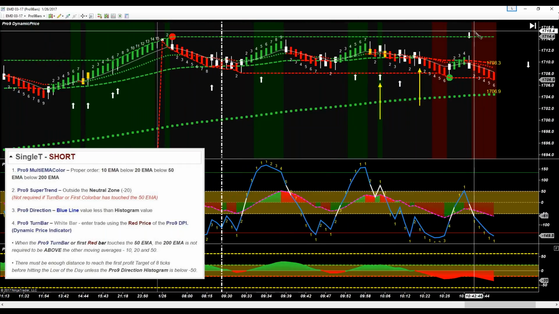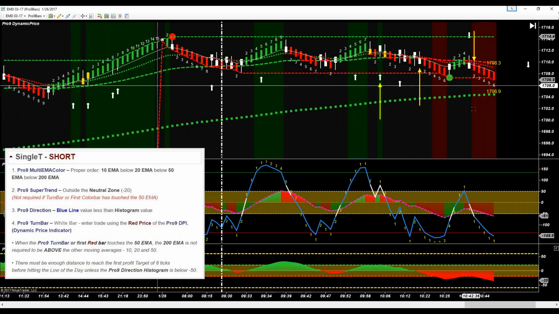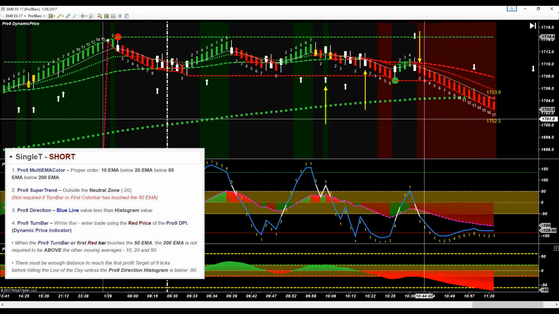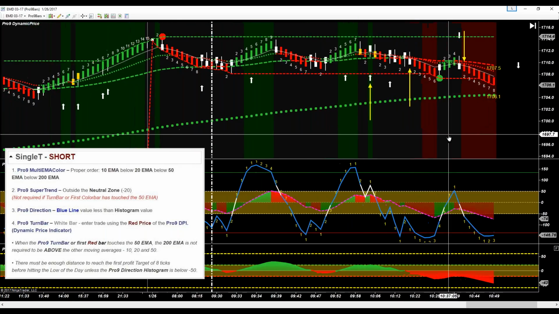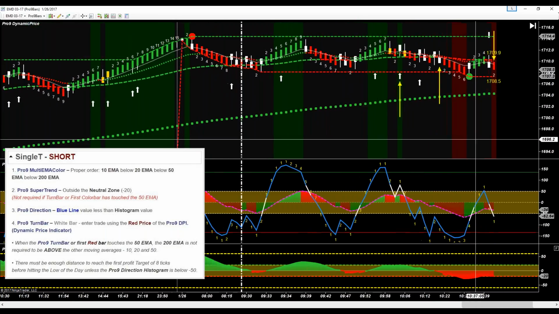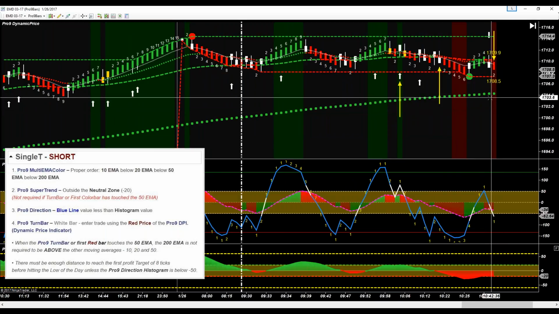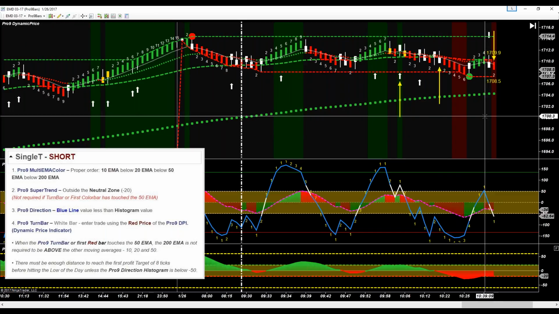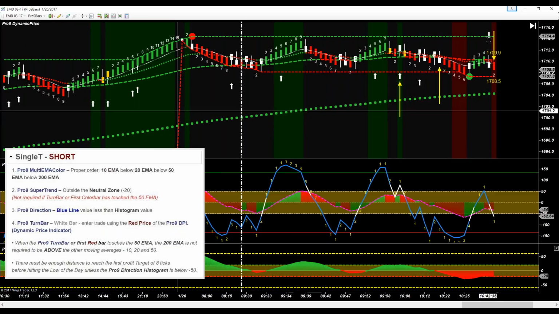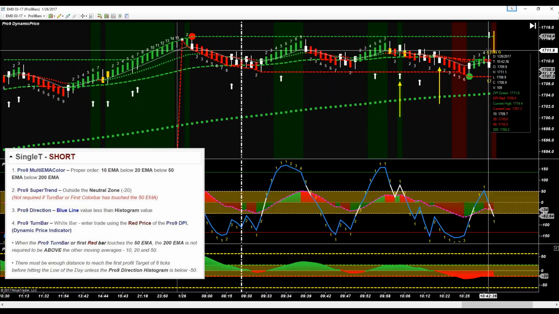So we'll walk through each of these, as this is a perfect example of how if we miss an entry, we do have a few other opportunities to hop into a trade. So here we have our single T. We would enter this trade with 3 contracts, an 8-tick profit target, and a 22-tick initial stop. And our entry price would be the red DPI at 1708.4.